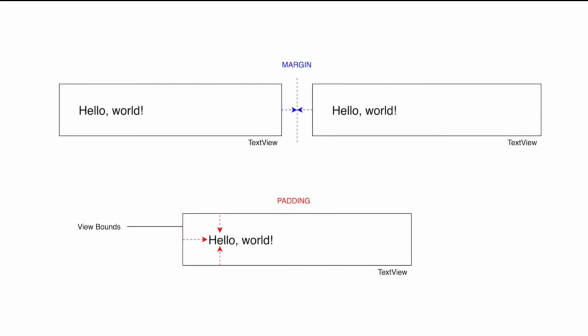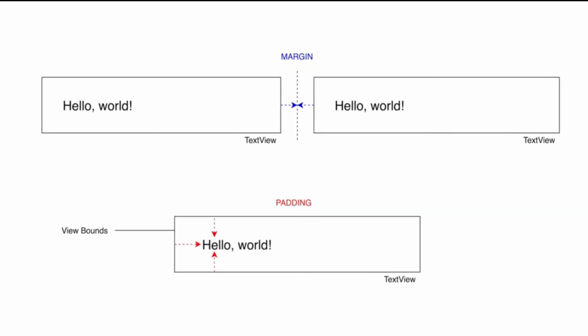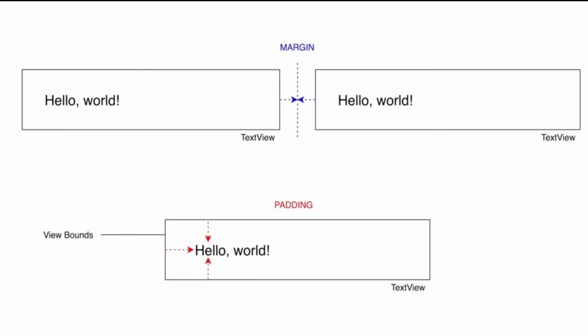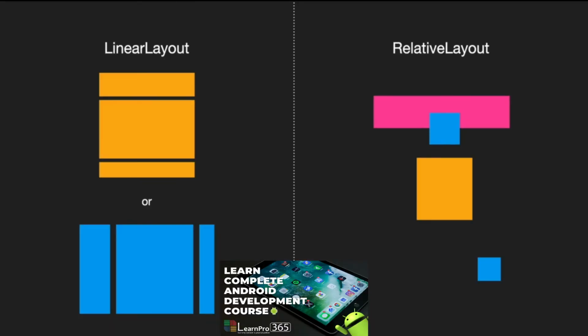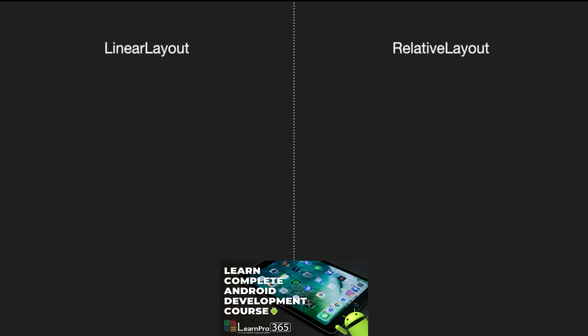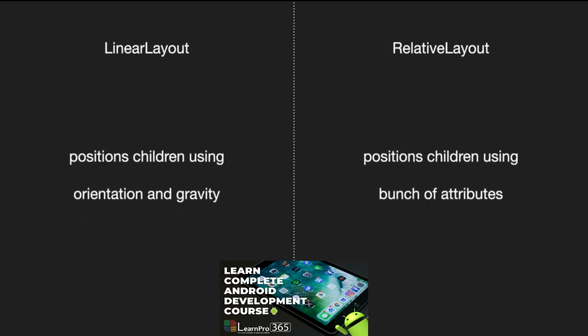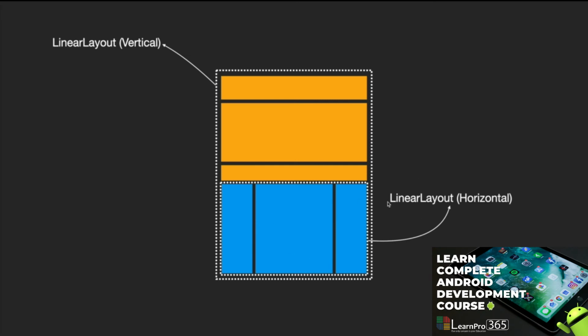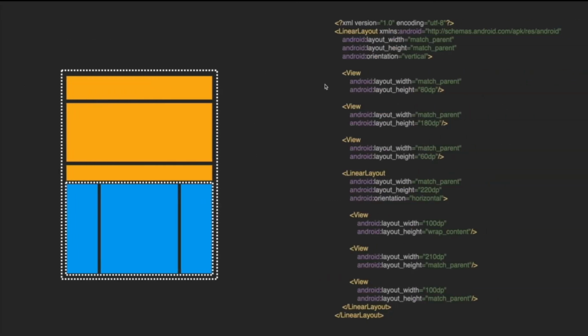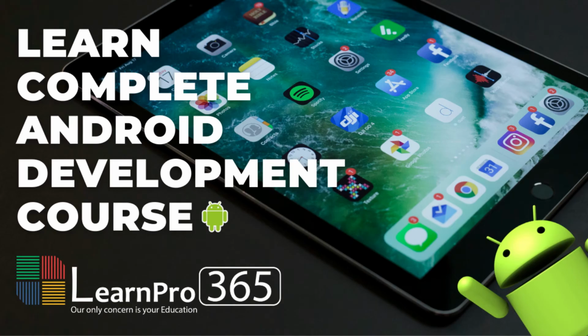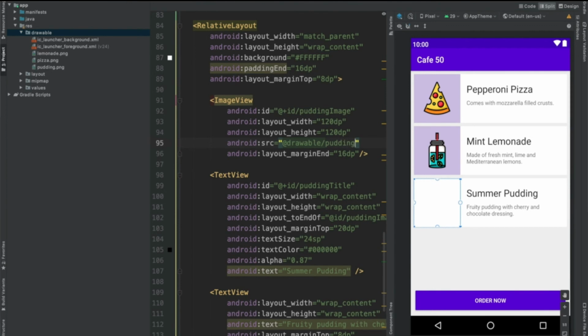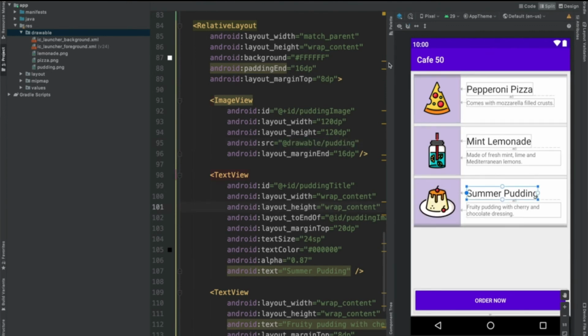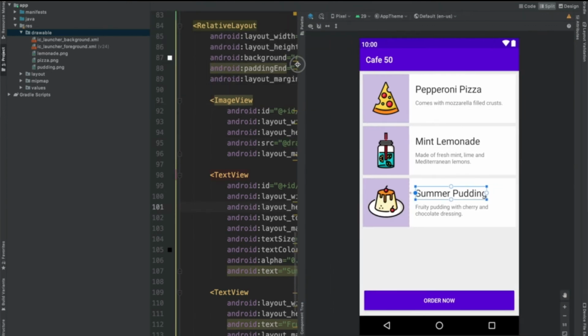We learned how to use margins and paddings to create some white space and position views better. We saw the differences between linear and relative layouts and learned how to pick one over another. We learned that we could build complex view hierarchies if we nest layouts. Nesting means adding one view group, like linear layout, as a child of another view group, like relative layout. All these bits of information allowed us to build a good-looking app, Cafe 50, where we will add some user interactions in the upcoming videos.